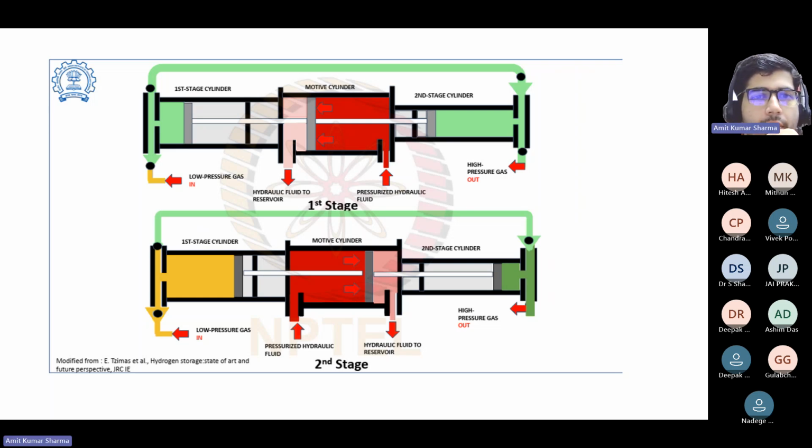So we can also have a two-stage compression. Here you can see the first stage and second stage. They are connected with a moving cylinder. When there is compression in this stage, there will be suction here. Then this gas will go here and be further compressed. So we can have final compression in two stages. Here the low pressure gas will go into the first stage. After a particular compression, it will go into the second stage, there will be further compression, and you can have high pressure gas outlet.